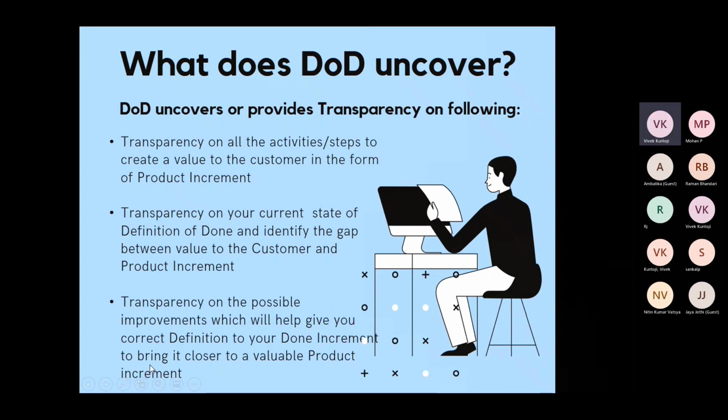Third is transparency on the possible improvements, which will help give the correct definition to your done increment and bring it closer to a valuable product increment. That means the gaps that have been exposed with the DOD, you can fill using this definition of done by improving on some things. And what are those improvements?